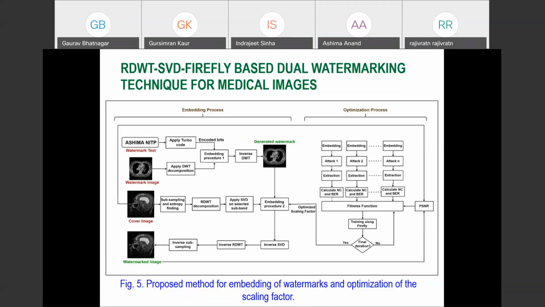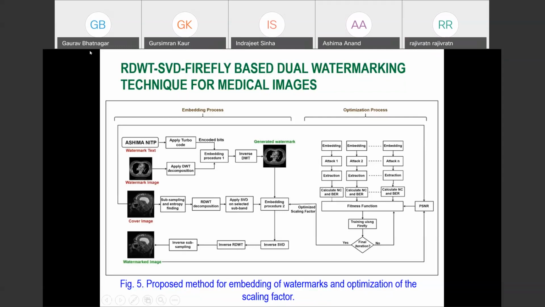Imperceptibility and robustness are two basic characteristics of any watermarking technique, as discussed before. So we need to maintain a balance between them. If we try to improve the imperceptibility, the robustness decreases. However, if we try to improve the robustness, the imperceptibility decreases. So scaling factor is one such variable which helps in maintaining an equilibrium between these two characteristics. So instead of manually selecting the scaling factor, we have used the Firefly optimization technique, which produces an optimized value, which is used for final embedding and the extraction procedure.